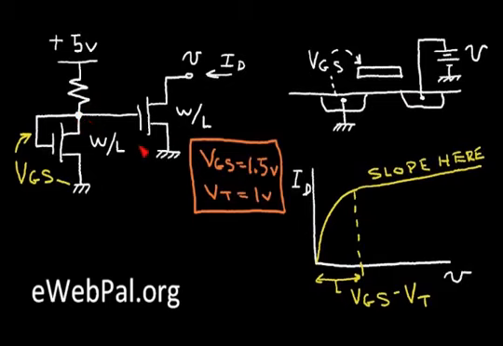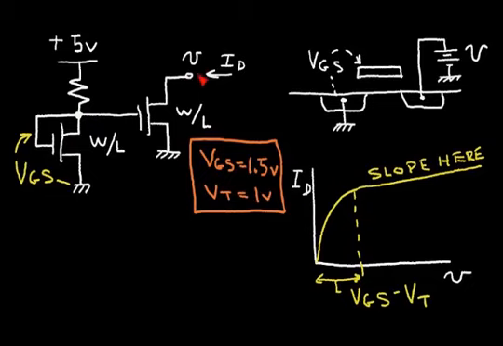And in this video, I'm going to make some simplifying assumptions. I'm going to assume the voltage gate to source is 1.5 volts, and that the threshold voltage of the transistor is 1 volt. So in this situation, the gate to source voltage for each of these transistors is identical. And the current source is going to have a certain voltage at this drain output and a current ID.